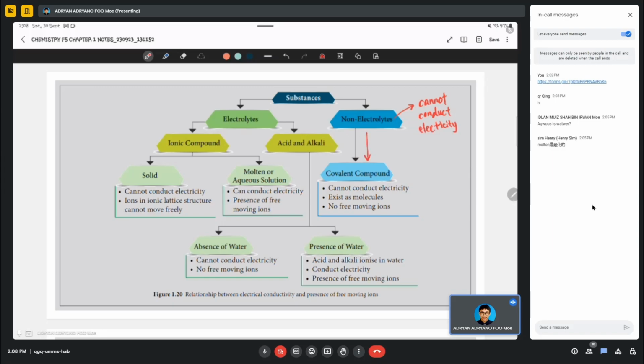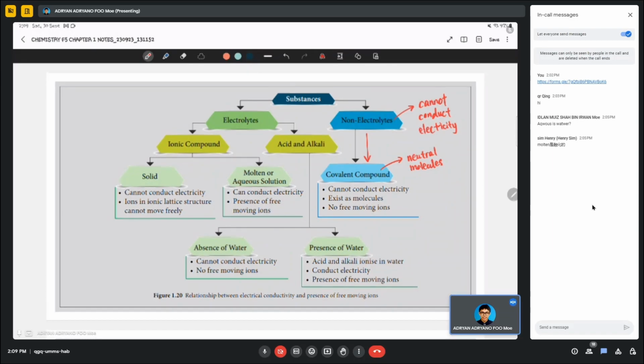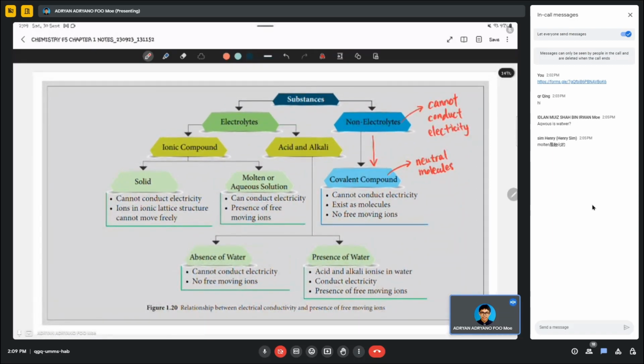It cannot conduct electricity. Why? Because it exists as neutral molecules. You remember covalent compounds exist as neutral molecules. They have no charge. For example, your alkanes, they are neutral, they don't have charge. So they don't have free moving ions. They exist as neutral molecules, so they don't have free moving ions. That's all. This is the difference.